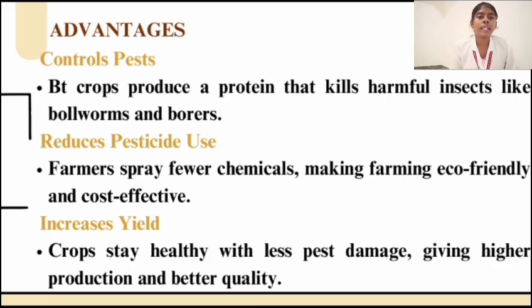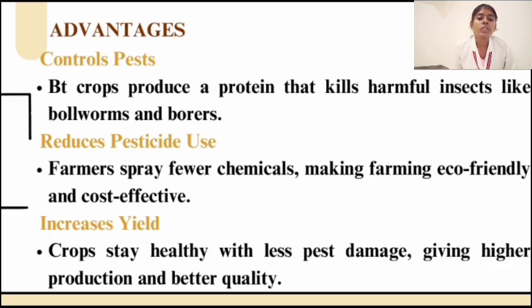Next, we can see the advantages of Bt crops. Firstly, let's discuss pest control. Bt crops produce special proteins that kill harmful insects like bollworms and borers. This helps to protect the crops from major pest attacks.